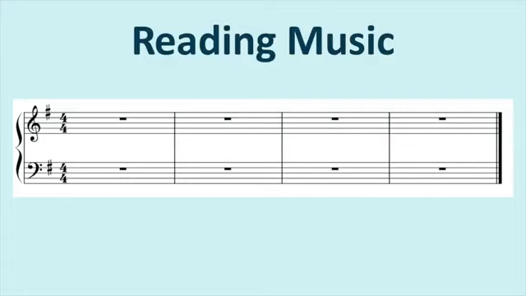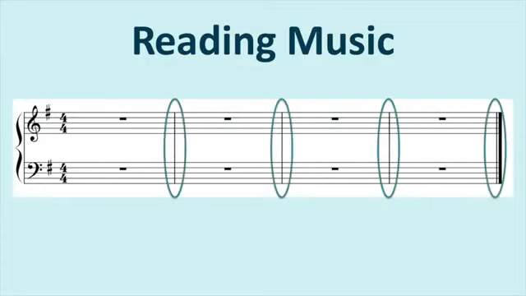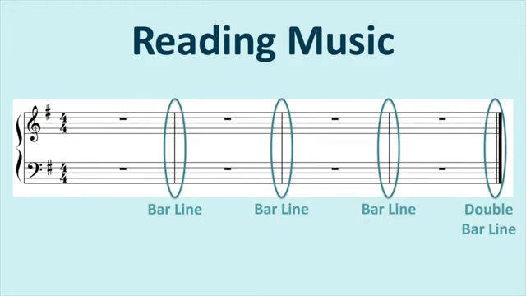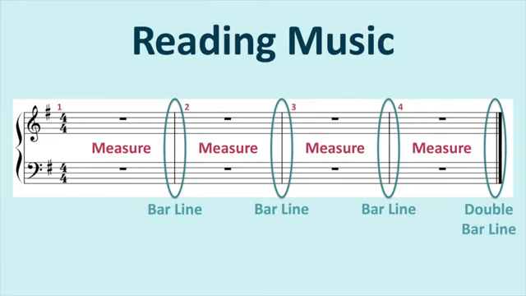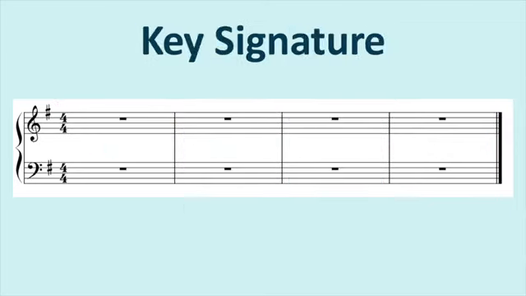To begin with, let's look at the lines on the staff. Besides the 5 horizontal lines, there are also vertical lines on the staff. These vertical lines are called bar lines. Bar lines divide the staff into short sections. The space between two bar lines is called a measure or a bar. Typically, measures are numbered in order to help us keep track of where we are whenever we are playing a song.